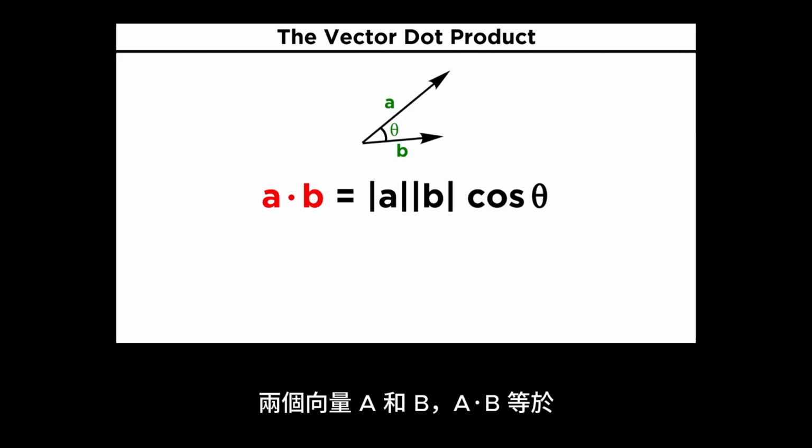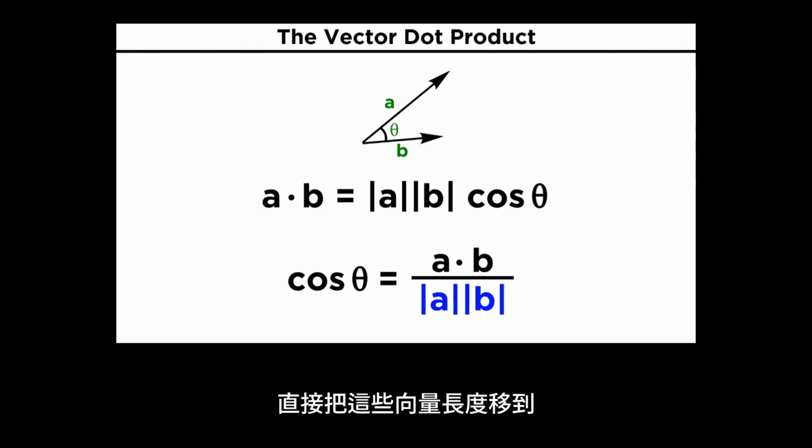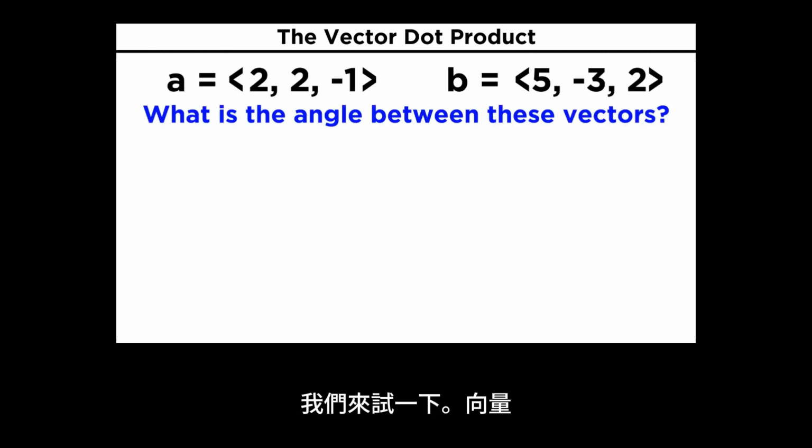The dot product also crops up in an interesting theorem, which says that for two vectors, a and b, a dot b is equal to the length of a times the length of b times the cosine of the angle between them. This means that if we want to calculate the angle between two vectors, we can simply bring these vector lengths to the other side of the equation, and we get cosine theta as being equal to a dot b divided by the product of the vector lengths. This is one of the reasons the dot product is useful, as it gives us a great way to calculate angles without doing any trigonometry. Let's give it a try.